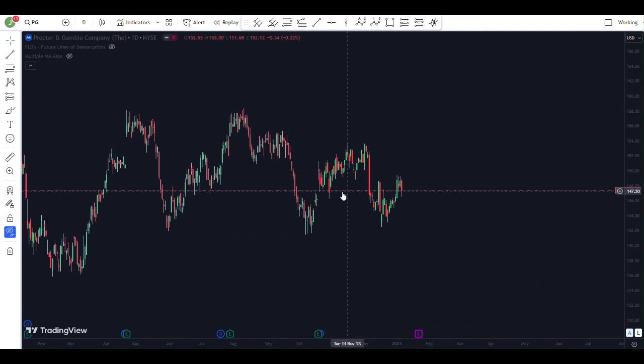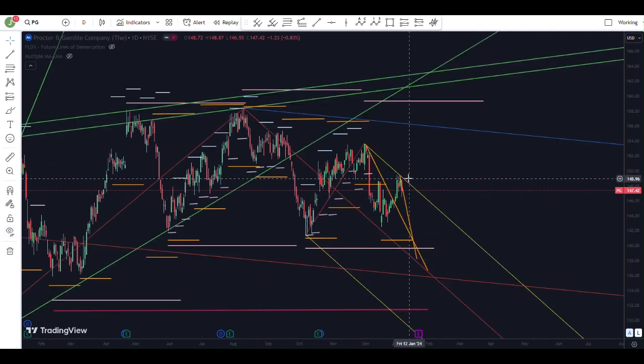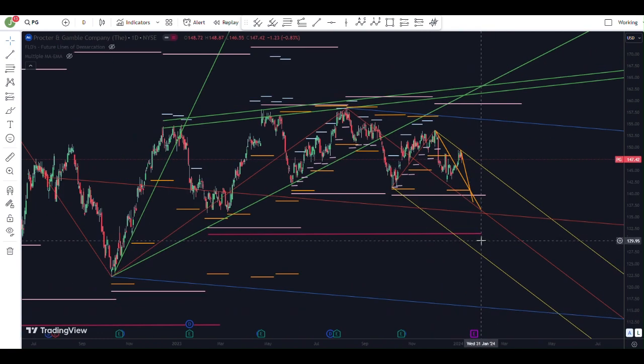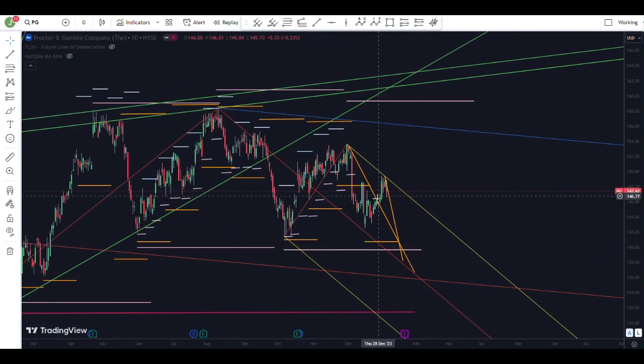In addition to that rejection, we just back tested this breakdown area right here where we had a lot of support. We broke clear through it. Now we're coming up, we're back testing, and we're rejecting. The rejection from that area, plus the rejection from the median line, plus the anticipation of a lower low on this pink cycle compared to this low, and that we are in a longer term cycle correction right here, and we have that longer term median line, would suggest this is a good opportunity, a good area to short PG.